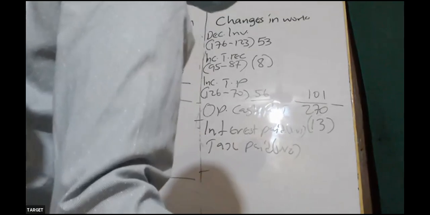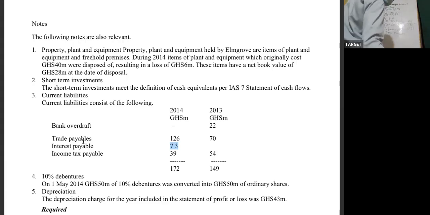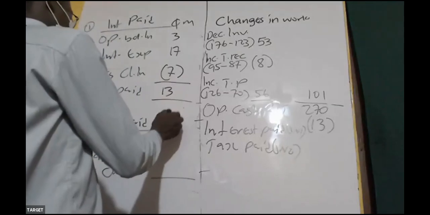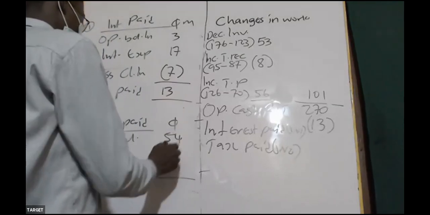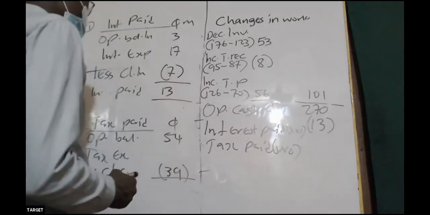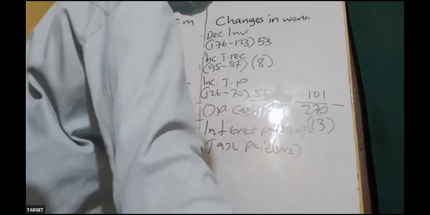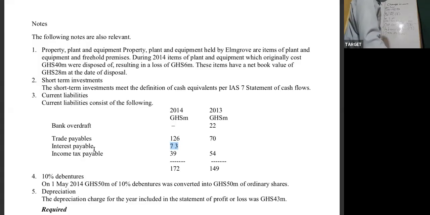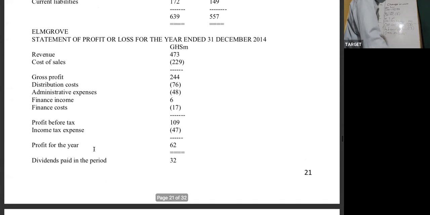So let's go and pick it from the question. Open balance of the tax is 54. Closing balance is 39. So 54, 39. You sure? 54, 39. Then the income tax expense from the P&L, the movement. So P&L, where are you? Income tax expense 47.